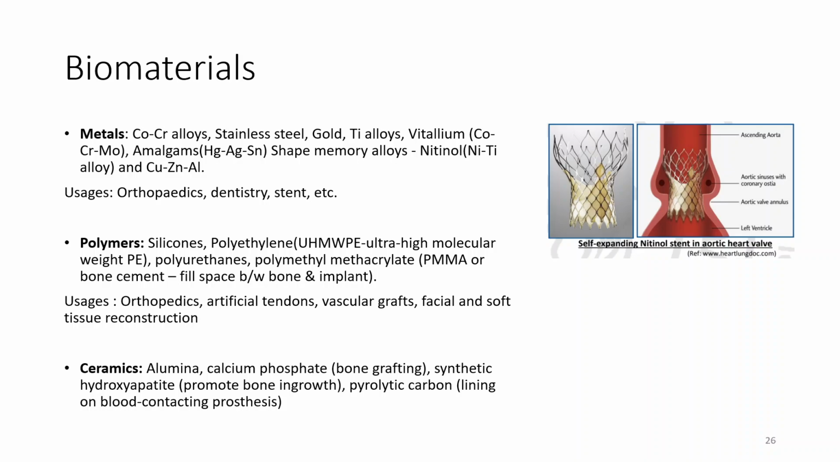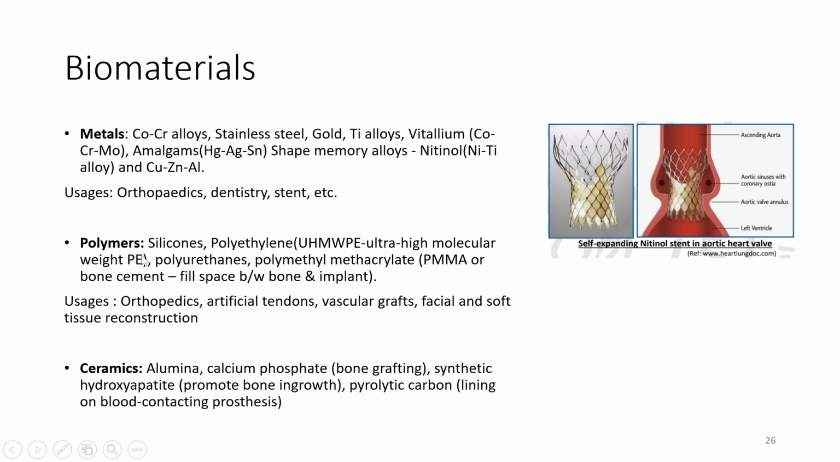Now, types of biomaterials. They can be metals, polymers, and ceramics. In the case of metals, you have cobalt chromium alloys, stainless steel, gold, titanium alloys, Vitalium, which is a cobalt, chromium, and molybdenum alloy, and amalgams, which are alloys of mercury, silver, and tin. Shape memory alloys include nitinol, which is a nickel titanium alloy, and copper, zinc, and aluminum alloy. Usages can be in orthopedics, dentistry, etc.